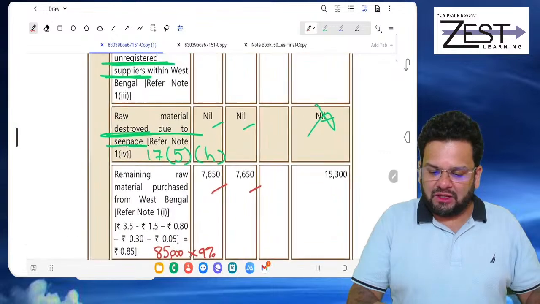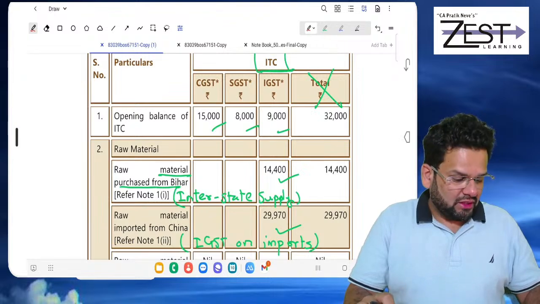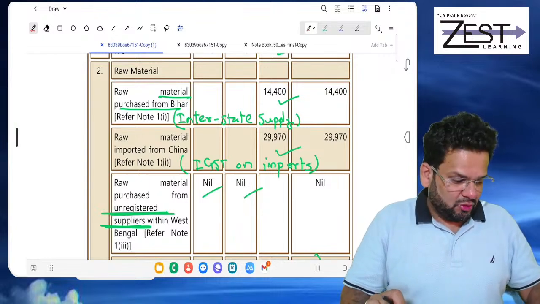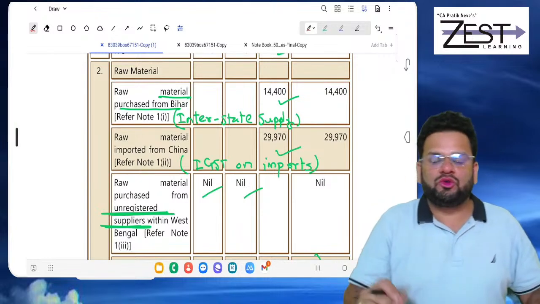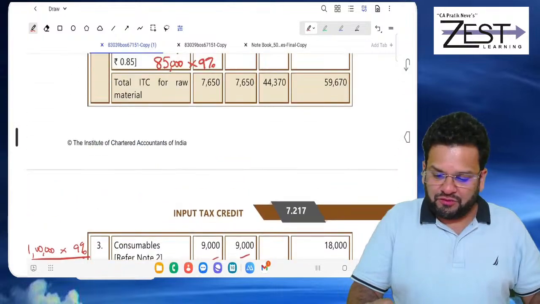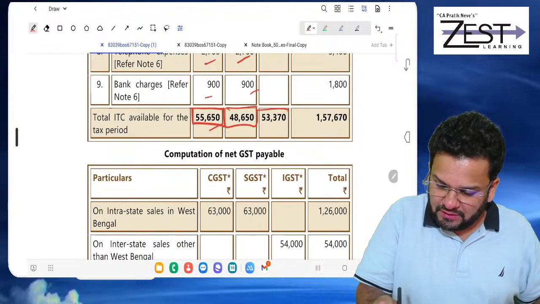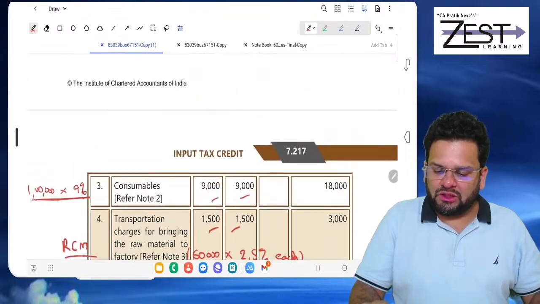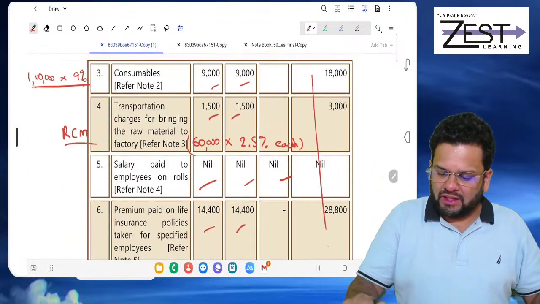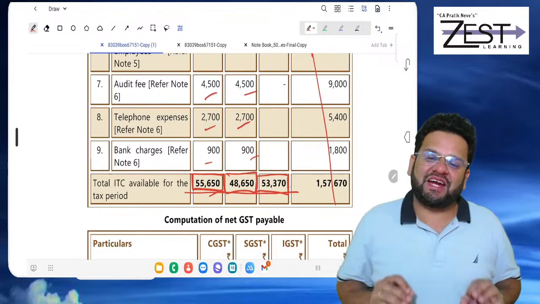And for IGST, there will be three figures. One is opening 9,000 plus 14,400 with respect to raw material purchase from Bihar plus 29,970 with respect to your imports from China, that IGST. So are you getting 53,370? Check. I am not interested in the total column. I am not at all bothered with the total column. Unnecessary. You can skip that. Have you all got it till this point? Say so in the chat window.